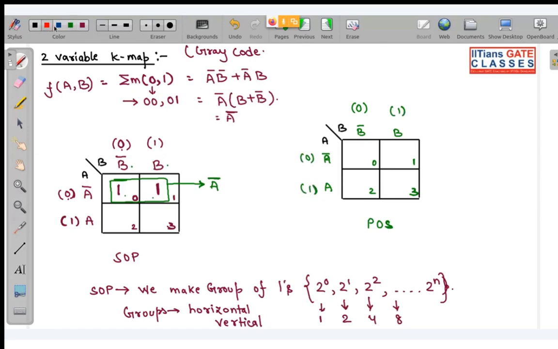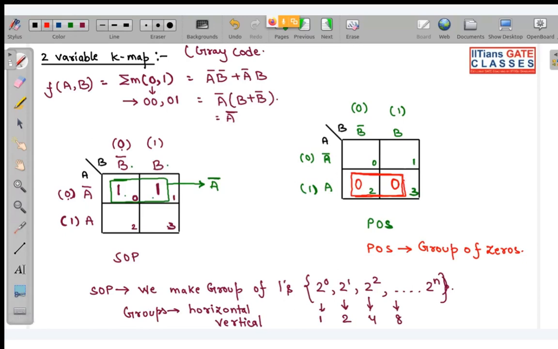Now in POS, the remaining places will be filled with 0. So simply what I am going to do is make a group of 0s now. In POS, we make groups of zeros. The rules all remain the same. The size of the group should be a power of 2. Groups should be horizontal and vertical. Slanted groups are not valid. Rest all the conditions remain the same. When you make the K-map, just follow this logic only.